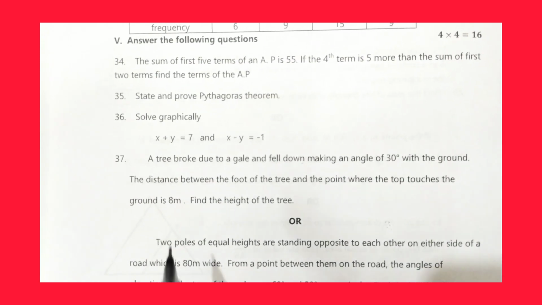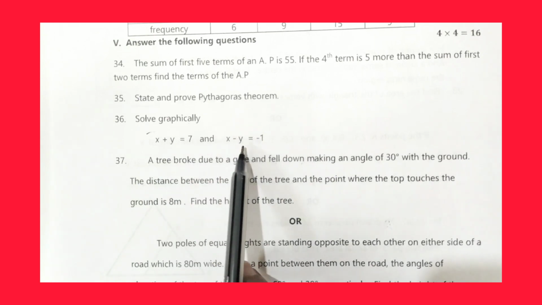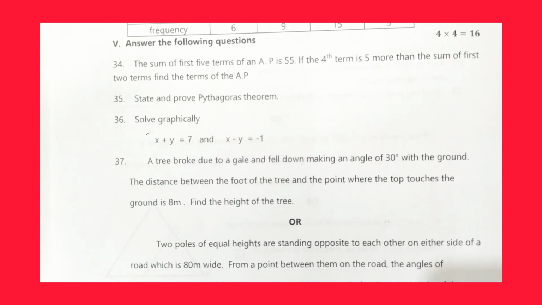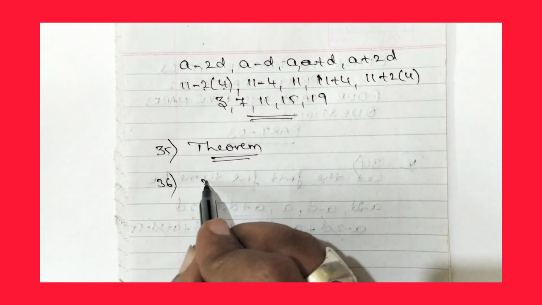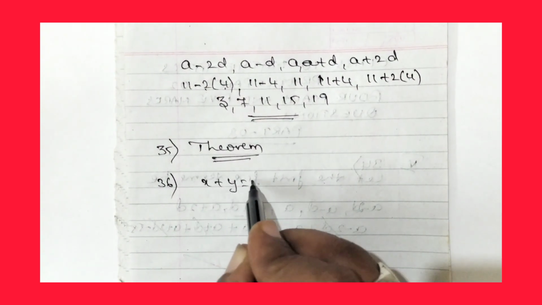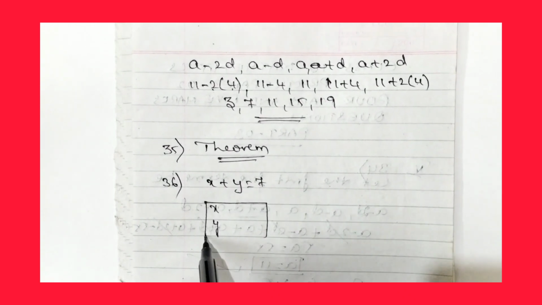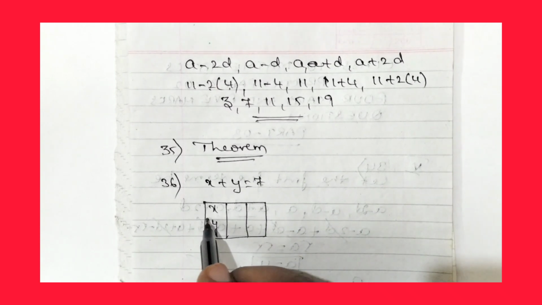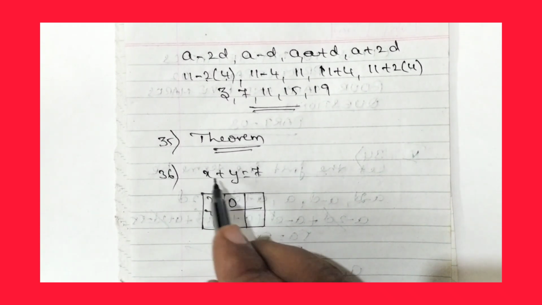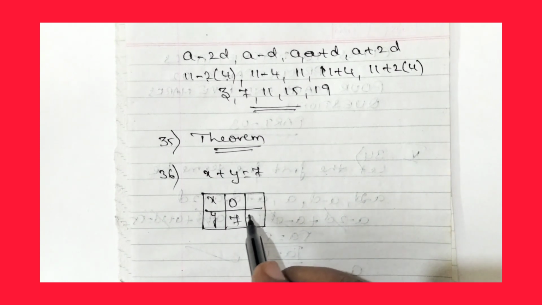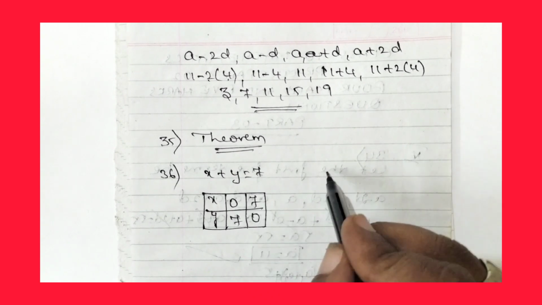So the 36th question is: solve graphically x plus y is equal to 7 and x minus y is equal to minus 1. So let us solve this question. First let us solve the equation x plus y is equal to 7. If x is equal to 0, then y is equal to 7. If y is equal to 0, then x is equal to 7.